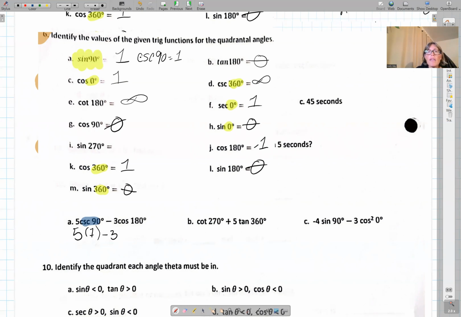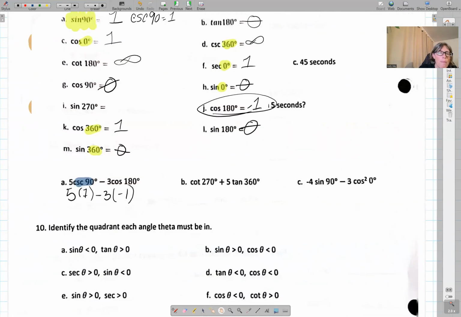Cosine 180 is right there. Cosine 180 is negative 1. And you simply evaluate from there. So 5 times 1 is 5. This is going to be double negative makes a positive plus 3, and this is going to be 8. All right.